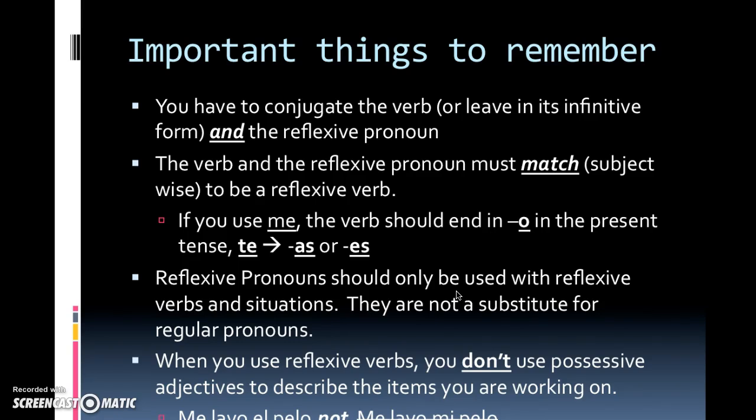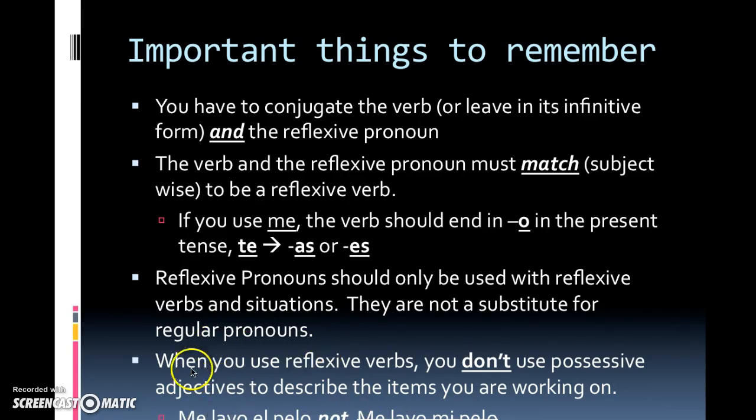I just say yo estudio para la escuela, or I really don't need a pronoun there at all because estudio can only be in the yo form. It ends in o. So I could just say estudio para la escuela, or yo estudio para la escuela, but I don't use me. Now, I brush my hair, me cepillo el pelo. I need the me there because I'm brushing my hair. So make sure you're using reflexive pronouns with reflexive verbs and regular pronouns with regular verbs. And then again, only when you need it.